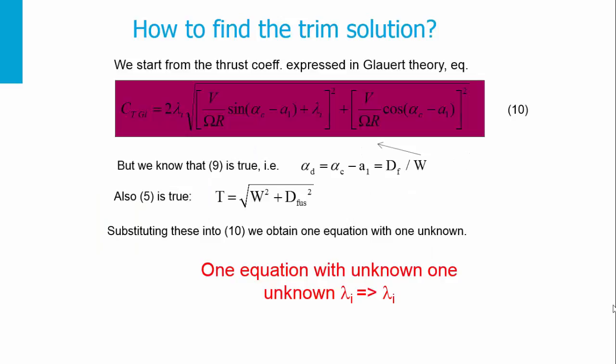How to find the trim solution? We will start from the thrust coefficient expressed in the Glauert theory. We demonstrated that this is the relation that gives us the thrust using the Glauert theory. But for our trimmed helicopter, we know that the angle of attack of the disk plane equals alpha c minus a1, and looking at relation 9, we see that this is the drag of the fuselage divided by the weight of the helicopter. Also, we know that the thrust equals the square root of weight squared plus drag of the fuselage squared. Therefore, substituting these two relations into 10, we will obtain an equation with one unknown, which is lambda i, the inflow ratio.